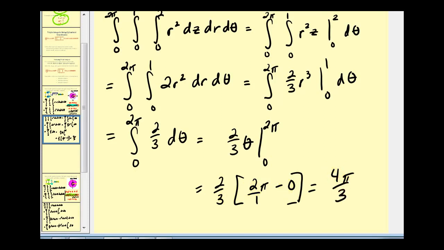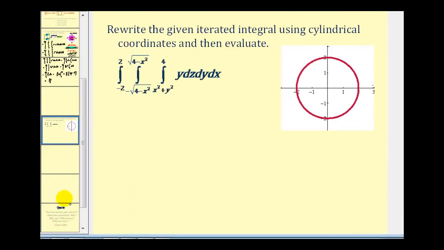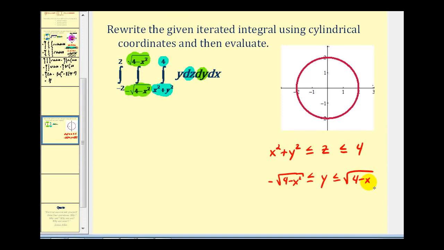Let's go and take a look at another example. Again, let's start by taking a look at the order of integration and then the limits of integration as well. This tells us that z is on the closed interval from x squared plus y squared to 4. Y is on the closed interval from negative square root 4 minus x squared to positive square root 4 minus x squared. And x is on the closed interval from negative 2 to positive 2.